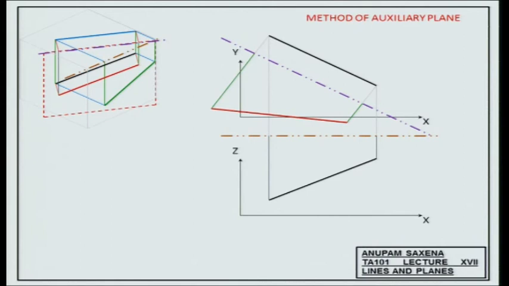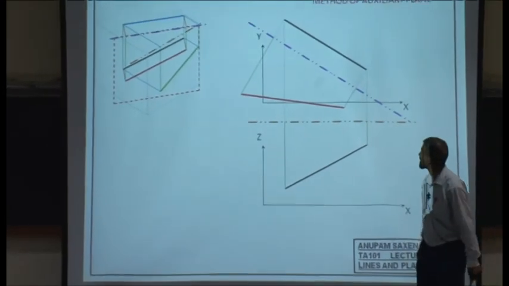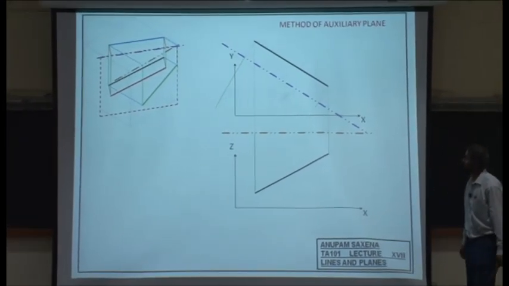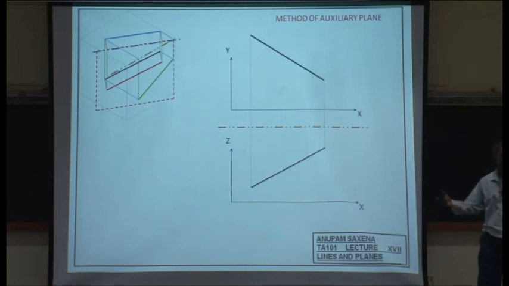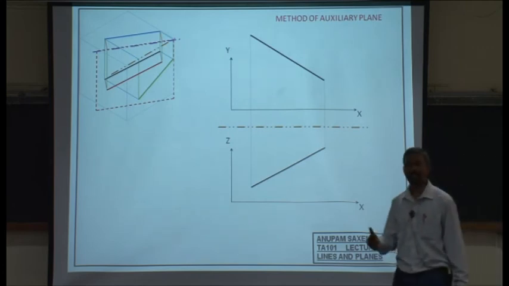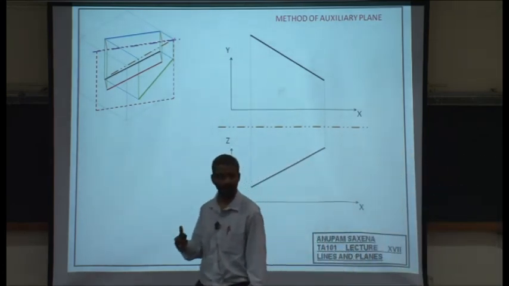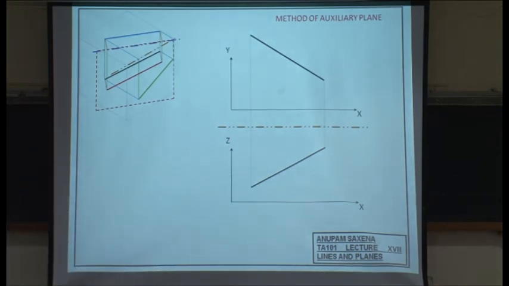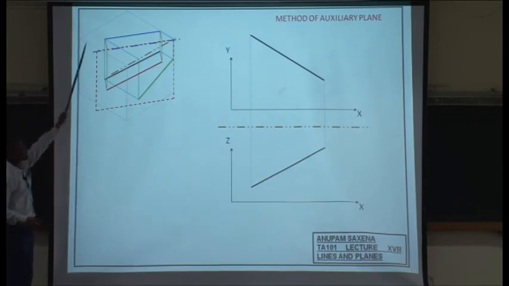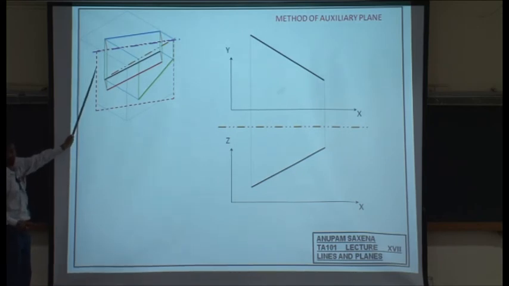Are you lost? Good. Back again. So far so good here. So you see I have two hinge lines, one is the brown hinge line and the other one is the purple hinge line. The brown hinge line is relating the front view and the top view. The purple hinge line is relating the horizontal plane here and the red plane, the auxiliary plane.